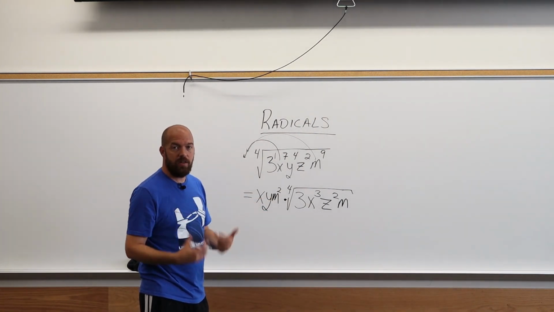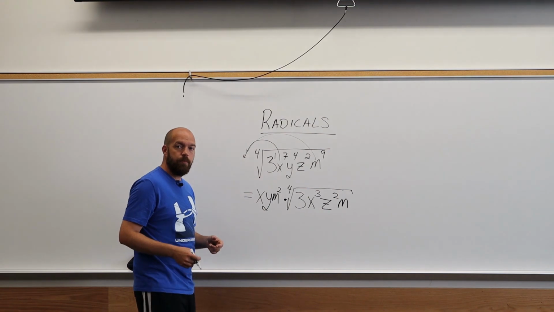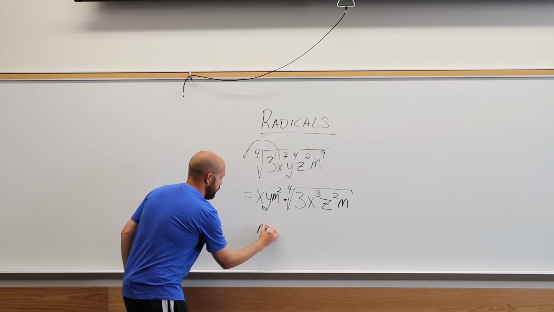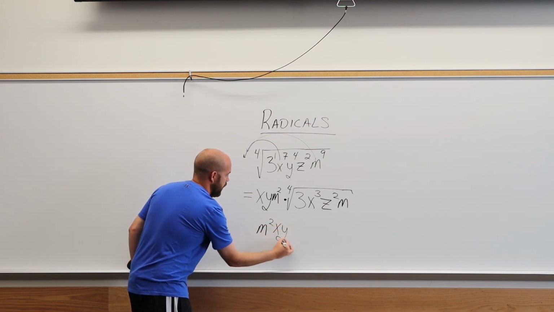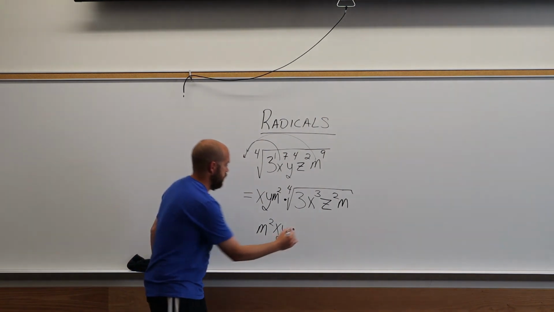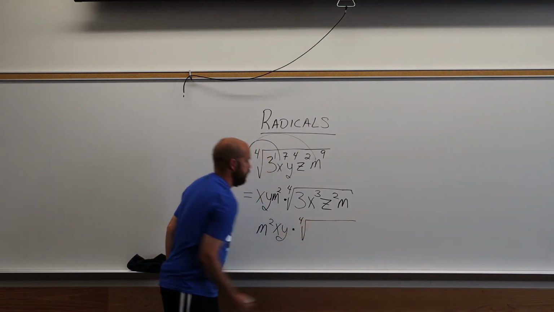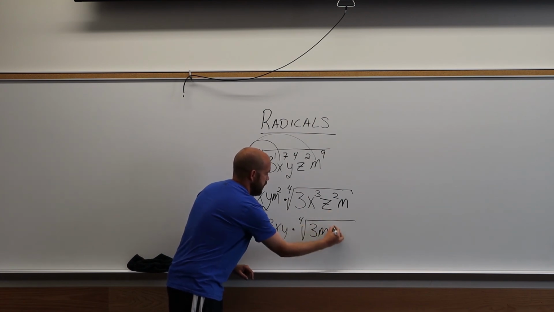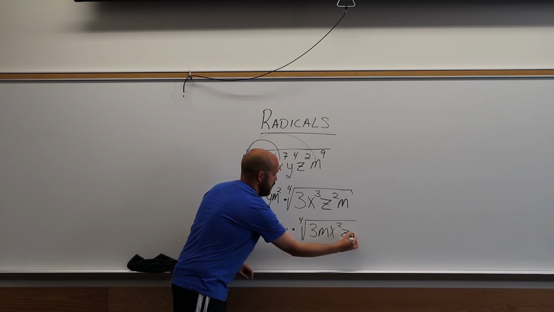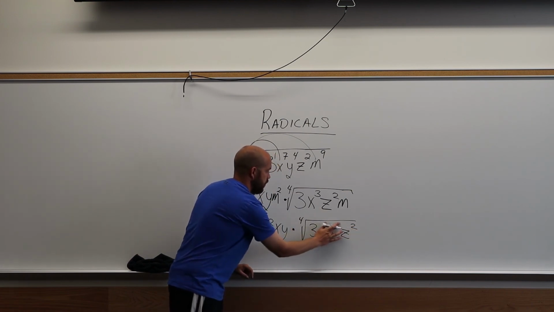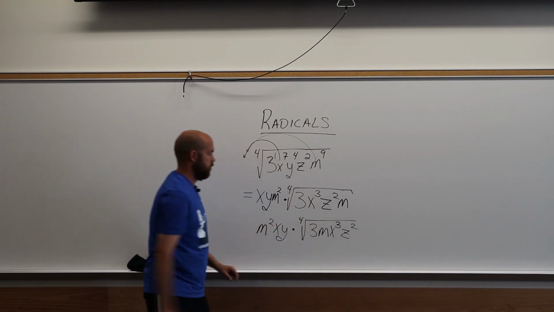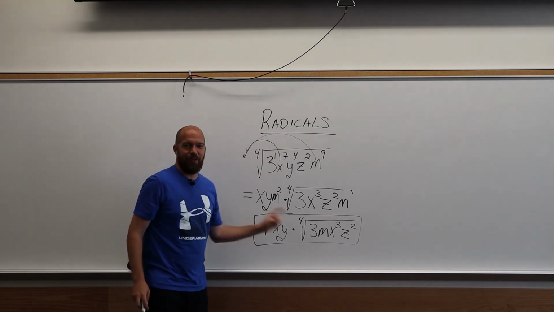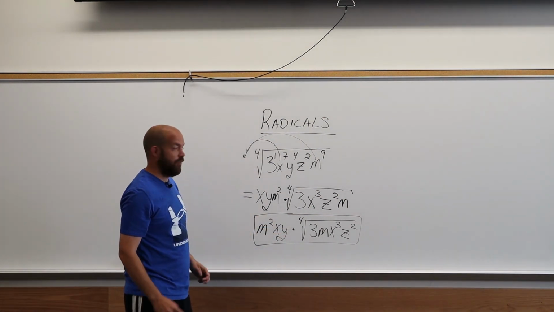For me, it's kind of ugly, it's messy. I'm going to rearrange it, and I like to always write it alphabetically, A to Z. So with the m, I would actually write the m first. So I have m squared xy times the 4th root of what's still inside the radical. I have a 3, m would actually go next, x squared z, x to the 3rd, z squared, okay? And now it is simplified, if you can call it simplified. This would be a simplified radical.